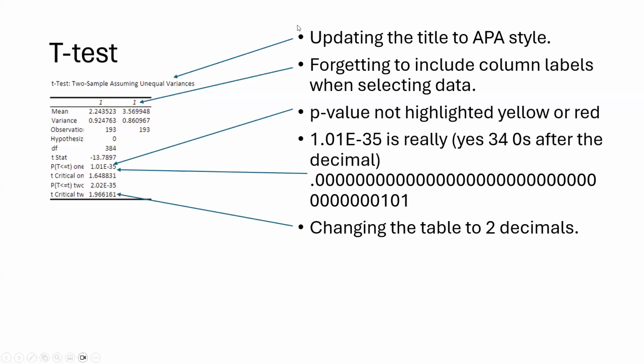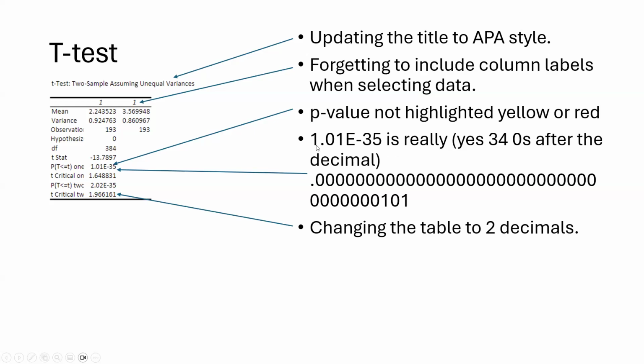T-test: some of the common mistakes for the t-test are also updating the title to APA style. They just often left it like that because that's what popped in. So you will need to change that. Also, remember to include those column labels. Many of you got that this time, but it is a struggle for others. P-value not being highlighted, or highlighting too much. Remember, you only want the p-value highlighted.